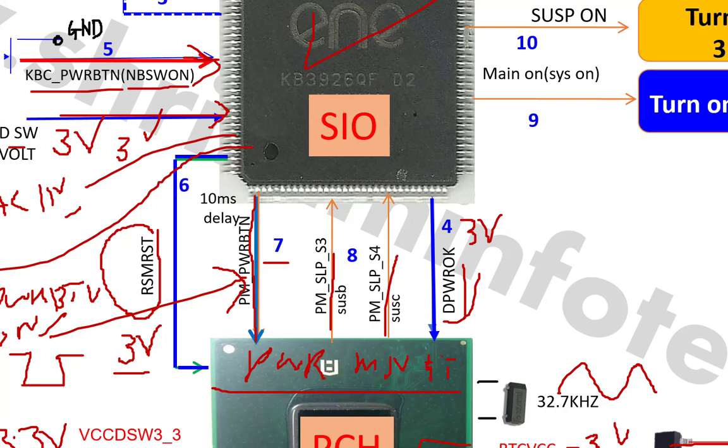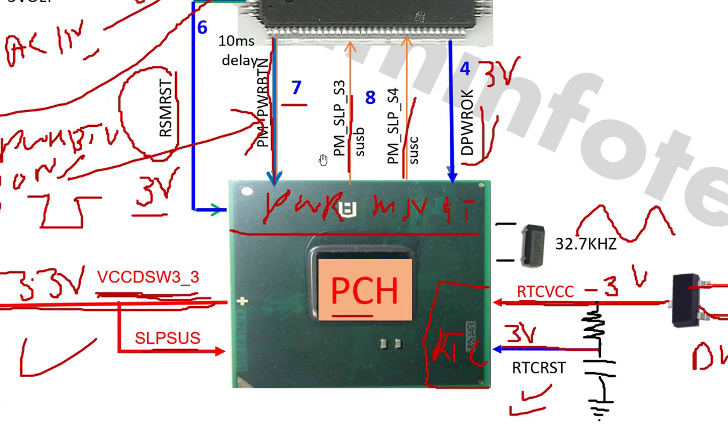If 3 volt comes across these pins, SLP S3 and SLP S4, that means PCH has given the confirmation, there is no problem from the PCH. And if the SLP S3 and SLP S4 signals remain 0 only, that means there is no response. SIO sent this request to the PCH PM power button, but PCH is not responding, and if both signals remain 0 only, that means probably a problem in the PCH.